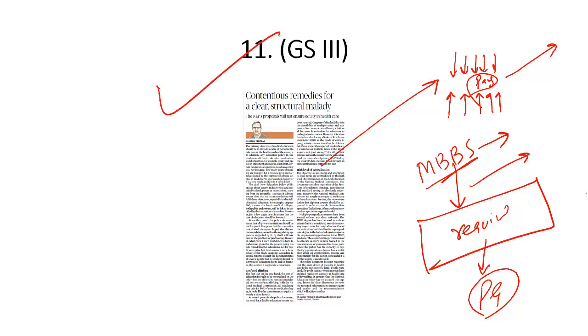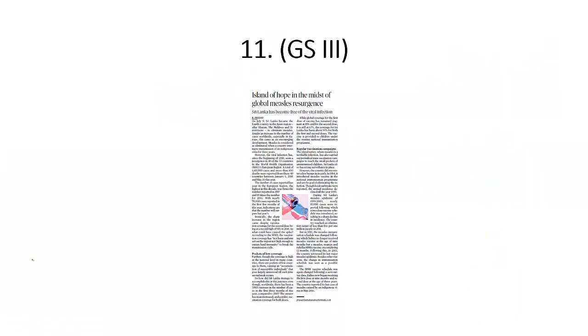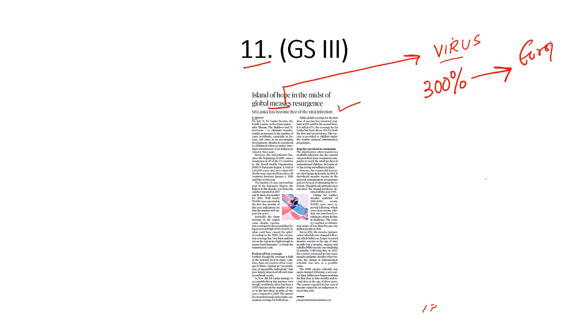That is what you need to understand from this newspaper article. Now let's look at another important column on page number 11. Measles. Measles is an infection caused by a virus, and it is a highly infectious disease. But Sri Lanka has become free of the viral infection, that too at a time when we have seen a surge, a 300% increase, in measles cases in different parts of the world, including in European countries.